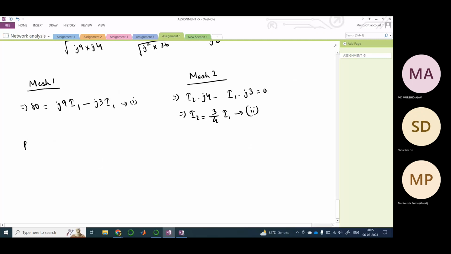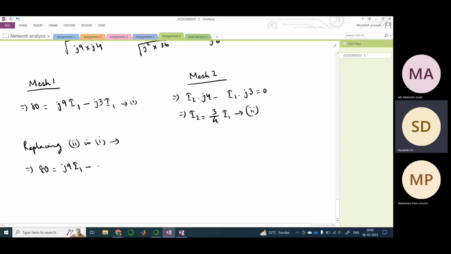So replacing 2 in 1, so 80 equals j9 I1 minus j into 3 by 4 I1, right? So j I1 common, 9 minus 9 by 4. So basically I1 is 80 divided by j, 9 into 4 is 36 minus 9, 27 by 4.